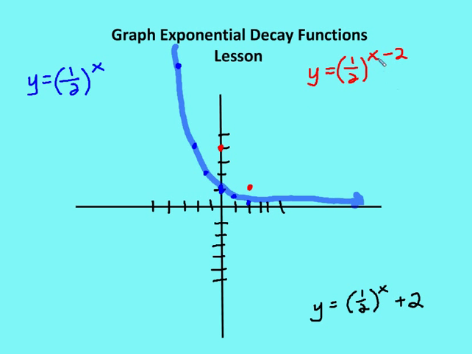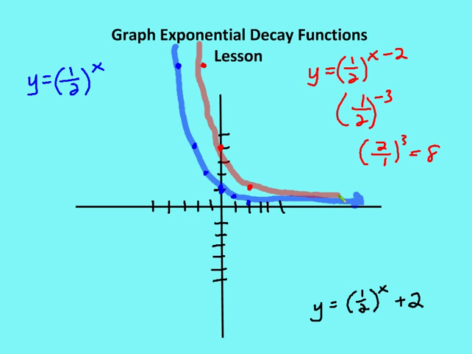And then the last one, let's take a look at what negative 1 for x does. I have negative 1 for x, that leads me to negative 1 minus 2. It's minus 3. 1/2 to the minus 3 is equal to 2 over 1 cubed, which is equal to 8. All right, so now I'm about right here. And you can see that the graph is essentially just shifted from the first function, y is equal to 1/2 to the x, to y is equal to 1/2 to the x minus 2. I've just shifted the function to the right by 2 units.